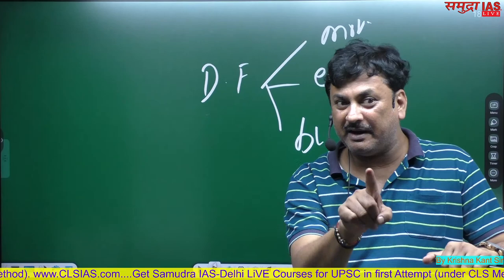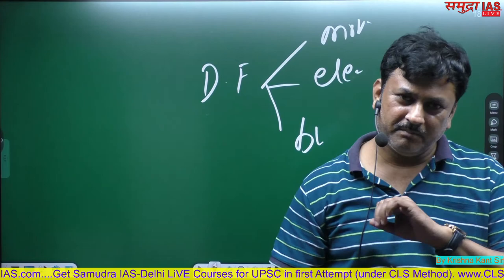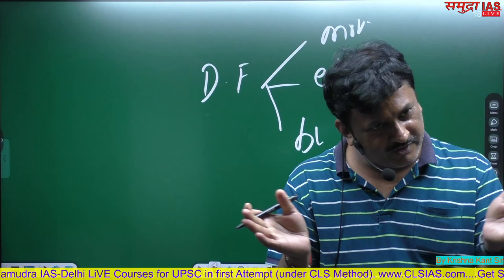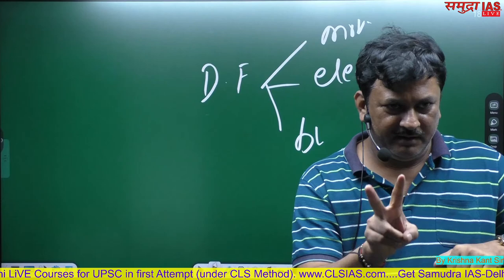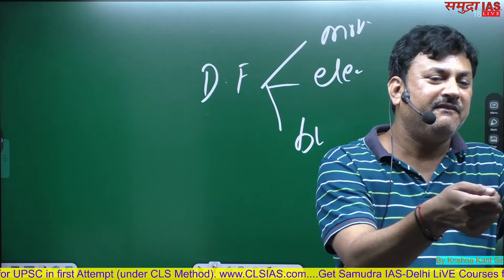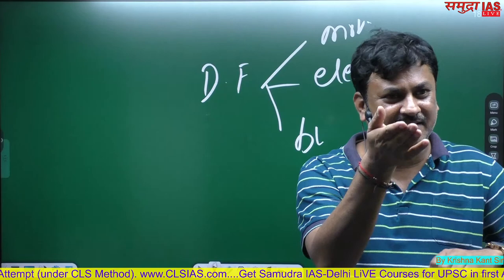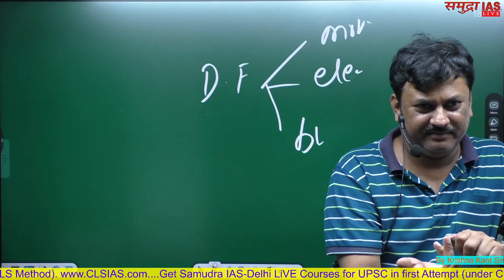Now, orogenic force is called mountain building. What will be the movement? Horizontal. And which type of forces are generated by this? Tensional force. Tensional force will fracture the earth's crust. Fracture means crack. Either it will be responsible for cracking or faulting.